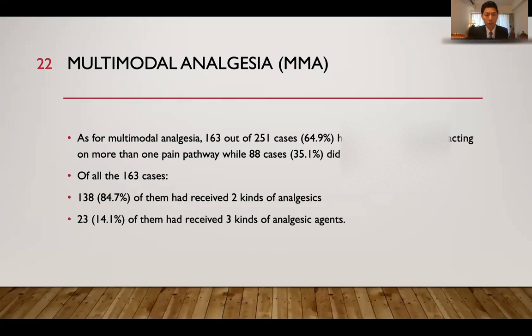Okay, so let's look at it. About 64.9% of patients actually receive more than one type of analgesic. So more than 64% of patients have received an MMA. And 80% of which have received 2 kinds, and another 14% of which receive up to 3 kinds of analgesic agents. So yes, this is the type of patients that we'll be looking at later on, especially regarding their pain control. Will they be having a better pain control, or will they be enjoying a poorer pain control?